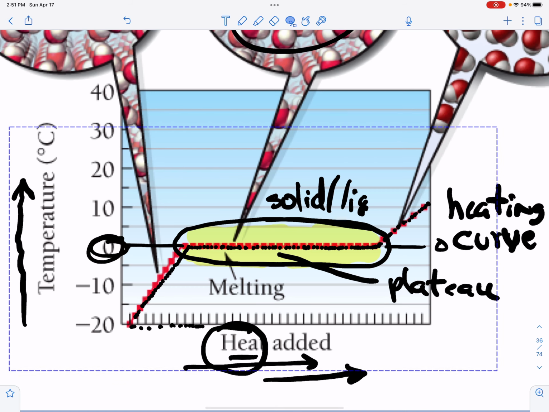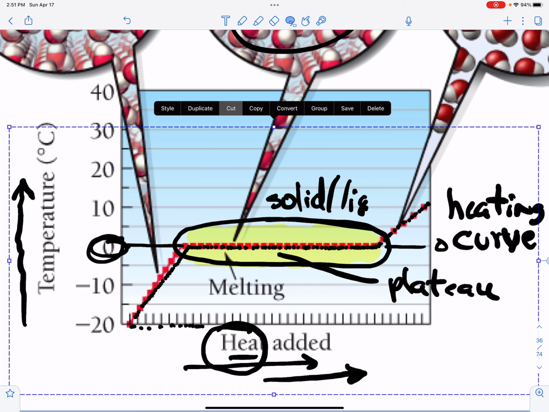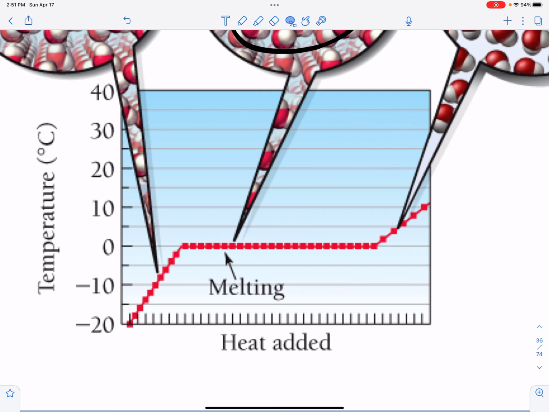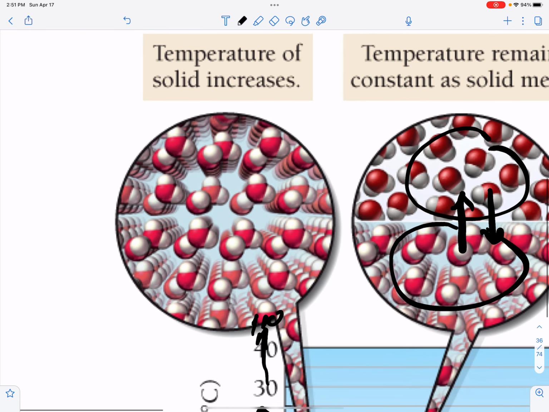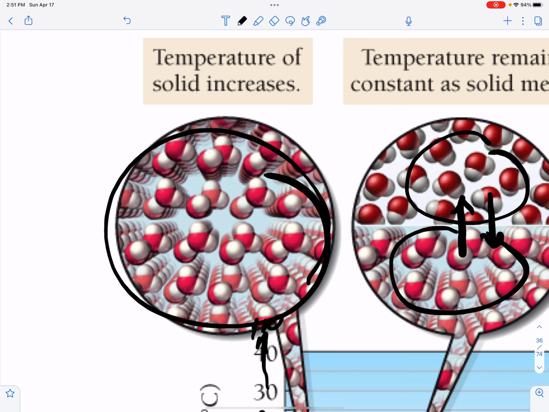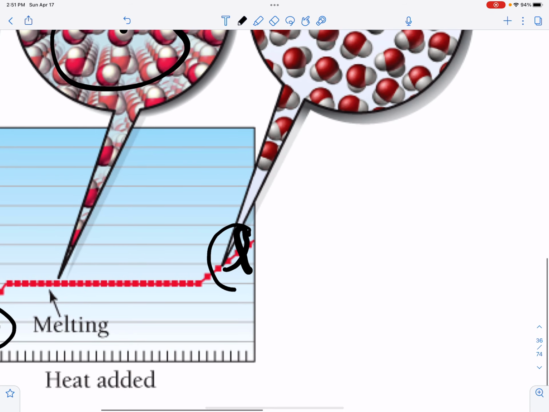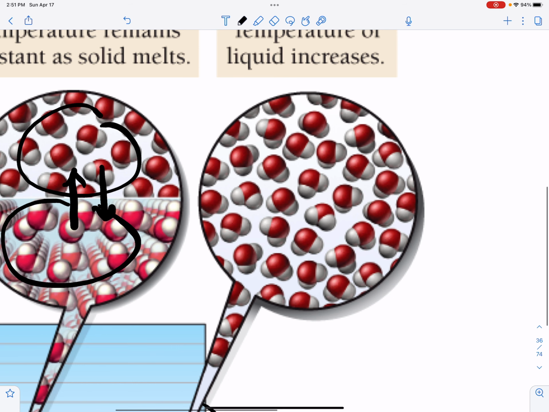So to give you a little bit more detail, water below 0 degrees is going to be a solid. Above 0 degrees, all the way to 100, water is going to be a liquid. And that's what we see here. The solid, that's where the molecules are in the solid phase. The liquid, that's where the molecules are in the liquid phase.